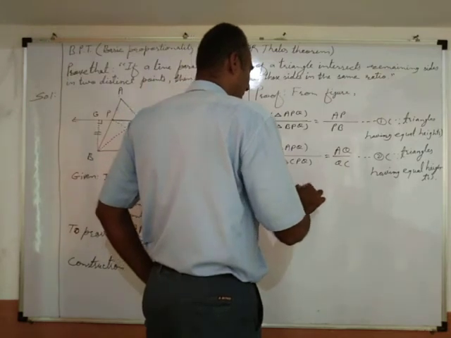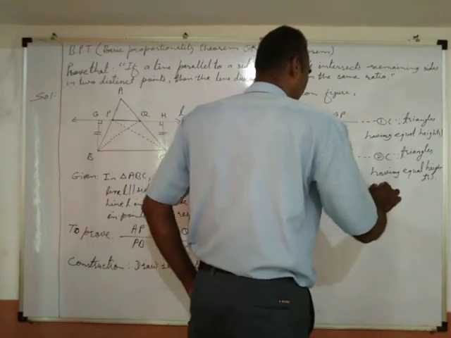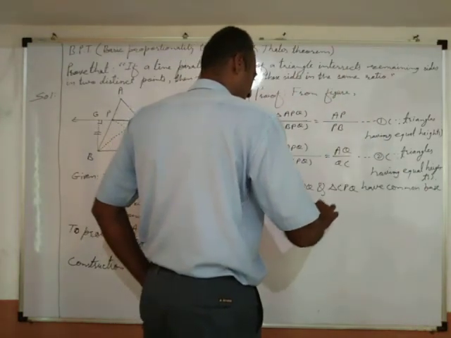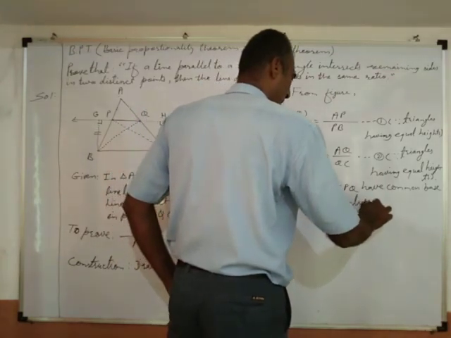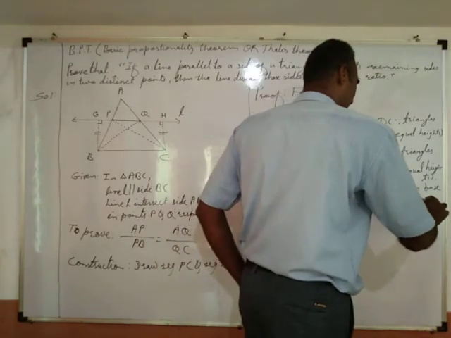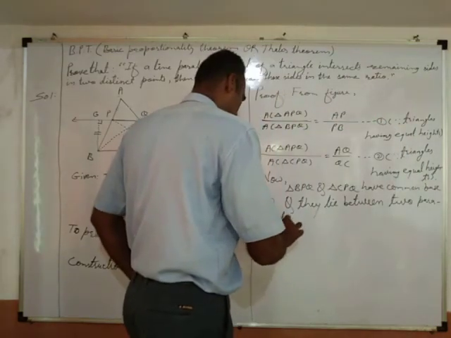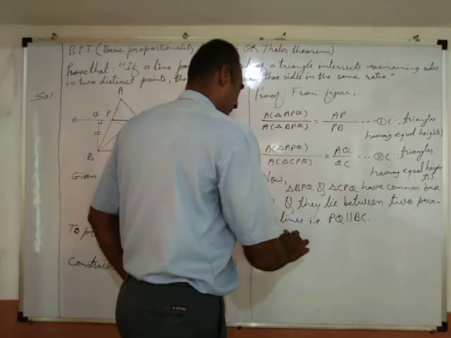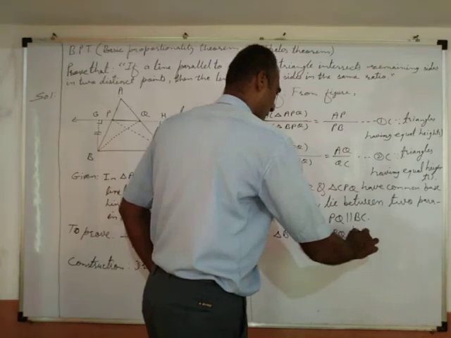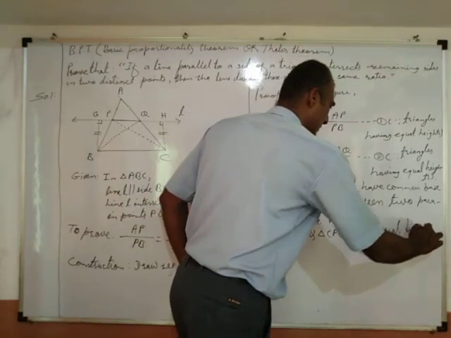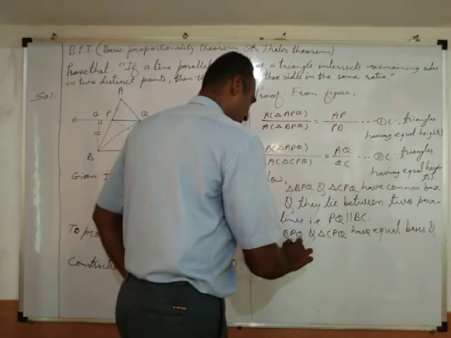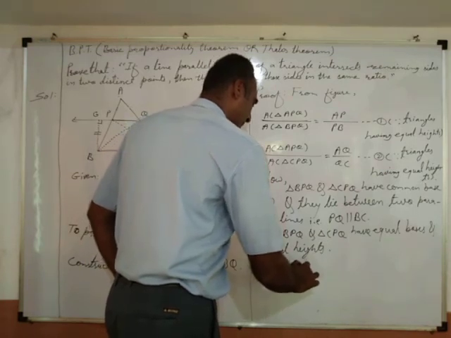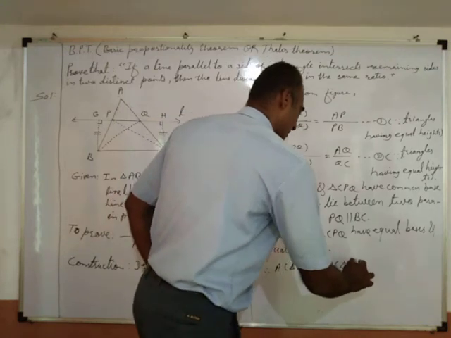Now, triangle BPQ and triangle CPQ have common base PQ and they lie between two parallel lines, that is PQ is parallel to BC, and therefore triangle BPQ and triangle CPQ have equal bases and equal heights, and therefore area of triangle BPQ equals area of triangle CPQ.